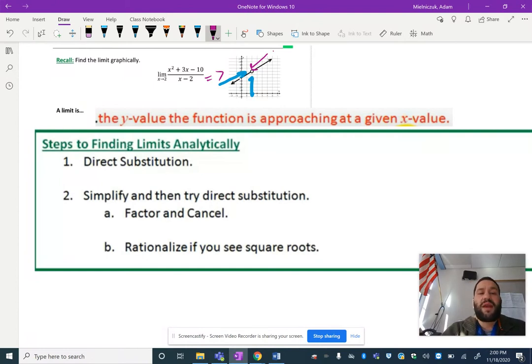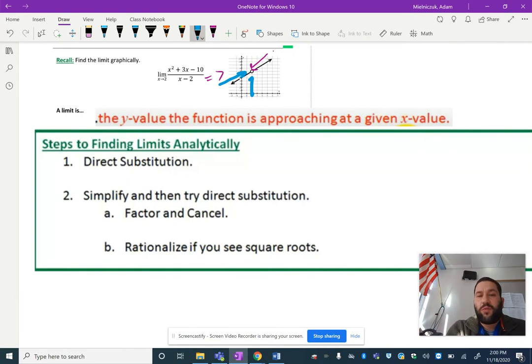So some steps to finding limits analytically that we need to remember as we move through this lesson is direct substitution can work, meaning put 2 in for x, and then simplify, or try simplifying and then try direct substitution, such as factoring and canceling, and rationalize if you see square roots.